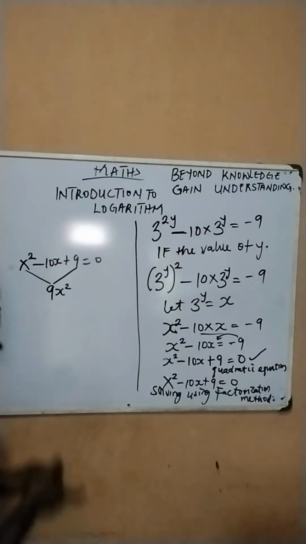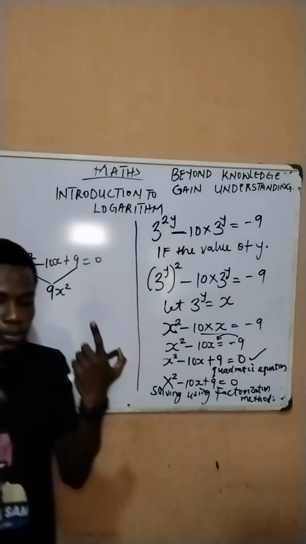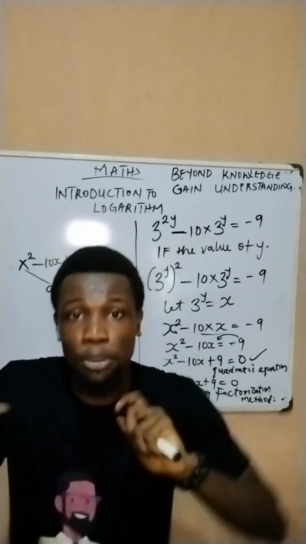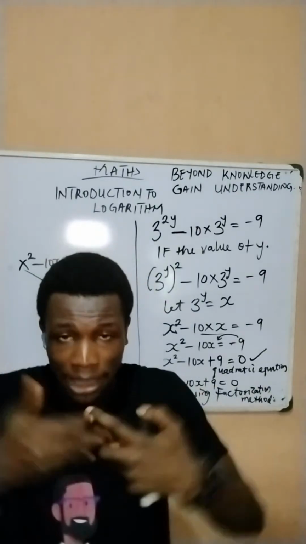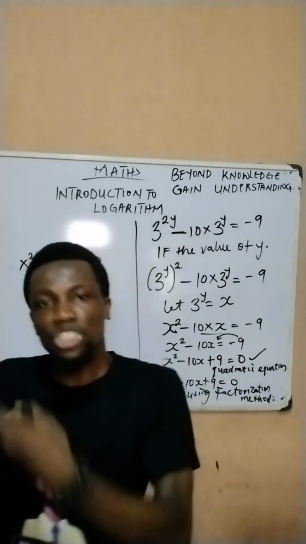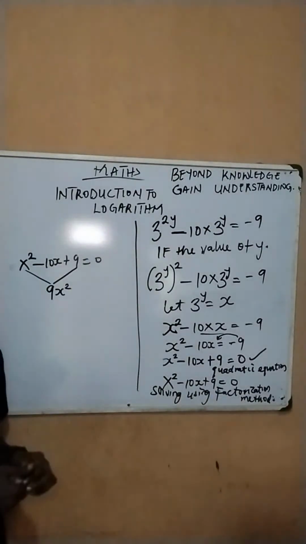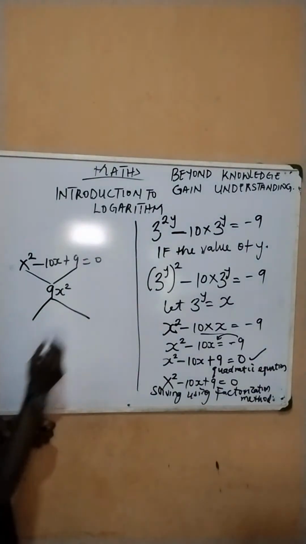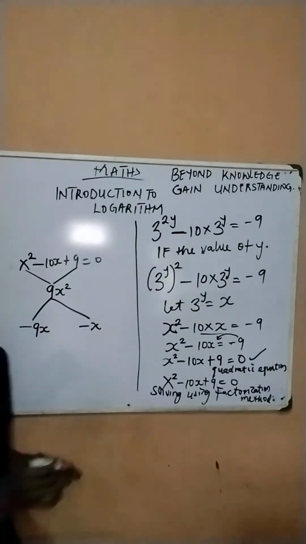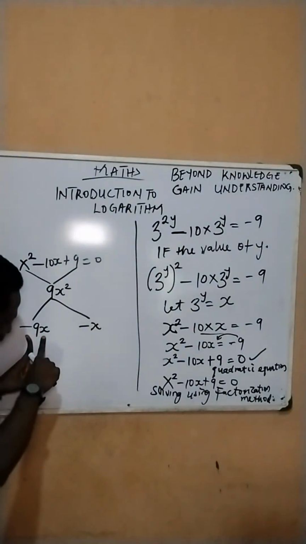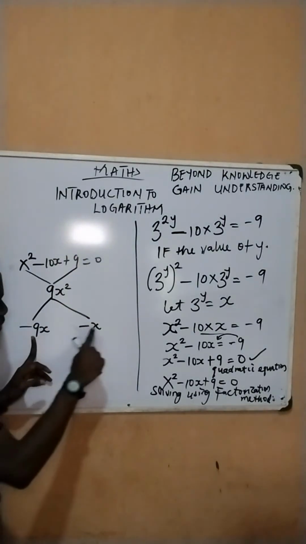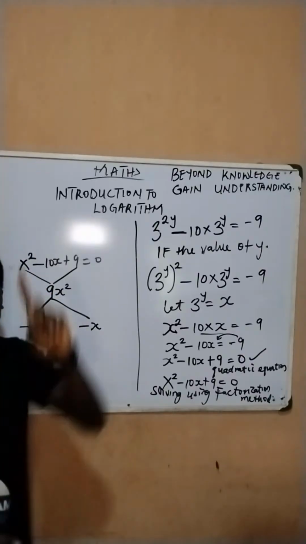The next step is to split this 9x squared into two values. Each of them must bear the variable x, and if they multiply themselves, they give you 9x squared. If they are added or subtracted, they're supposed to give you negative 10x. The two values that come to mind are negative 9x and negative x. Why? Because negative 9x multiplied by negative x is positive, and 9x times x gives me back 9x squared. So we have satisfied the first criterion.